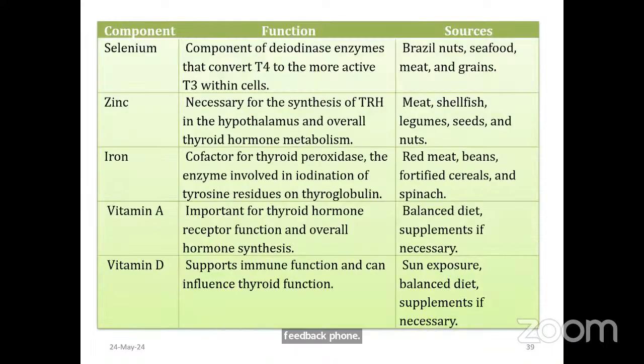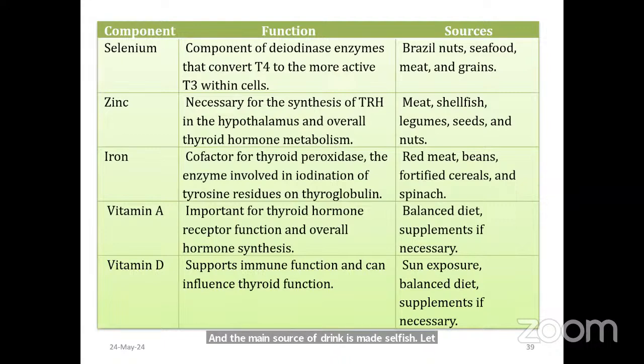Selenium is also an important component of deiodinase enzymes. The main function of deiodinase enzymes is to convert T4 into T3, which is the more active form. The main sources of selenium are Brazil nuts, seafood, meat, and grains. Zinc is necessary for the synthesis of thyrotropin releasing hormone in the hypothalamus and overall thyroid hormone metabolism. And the main sources of zinc are meat, shellfish, legumes, seeds, and nuts.